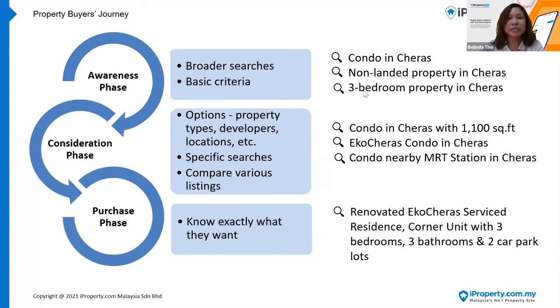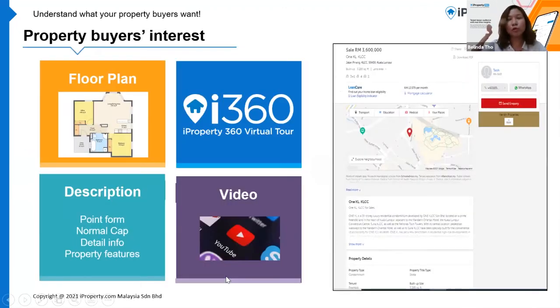So this is how we can understand our property buyer's journey when they go to an online property platform. Now that we understand the buyer's journey, let's understand what they want to see when they go through your listing. They want to see not only your photo. Of course, photos play a very crucial role in having consumer attention, but at the same time, they also want to know other information, especially these days.